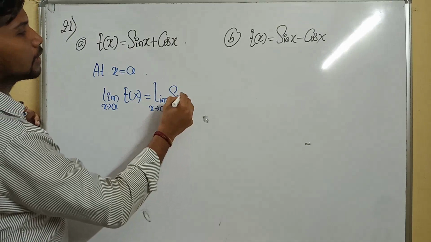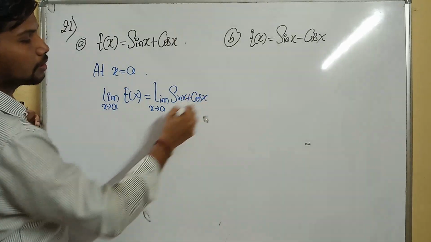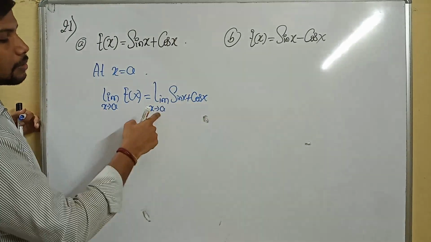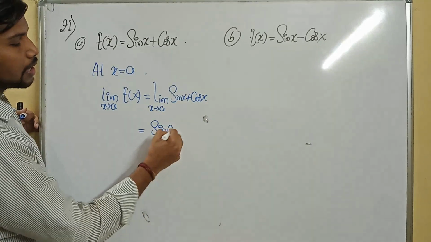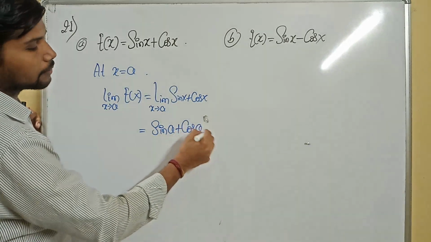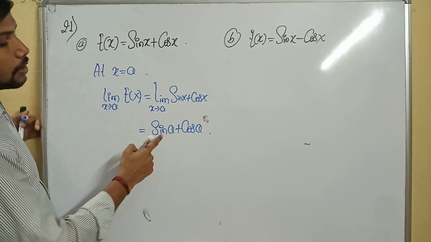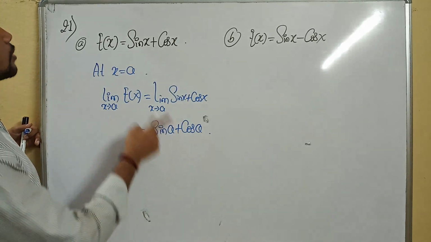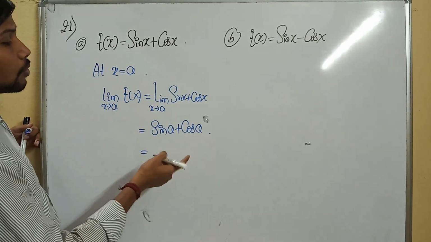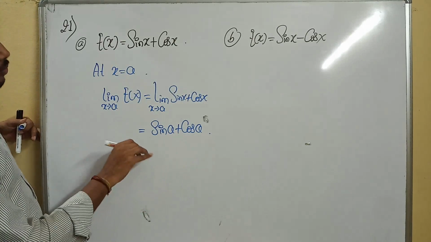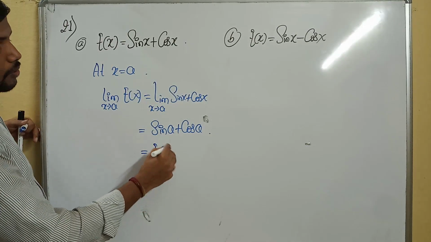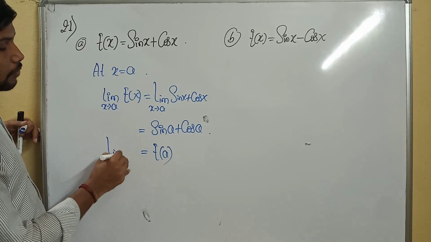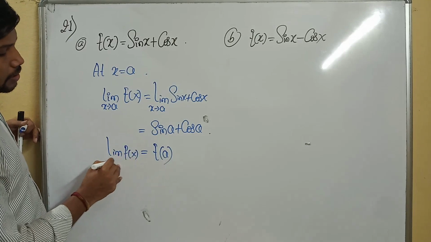Here it is sin x plus cos x. Got the point clearly? Now x is replaced by a, it is sin a plus cos a. Got the point clearly? Now this is nothing but what? Now if you want to check, you can check it for f of a also. It is nothing but f of a. It is limit of f of x as x extending to a.